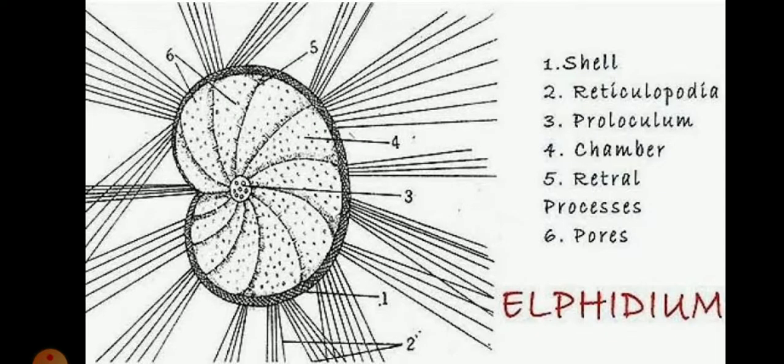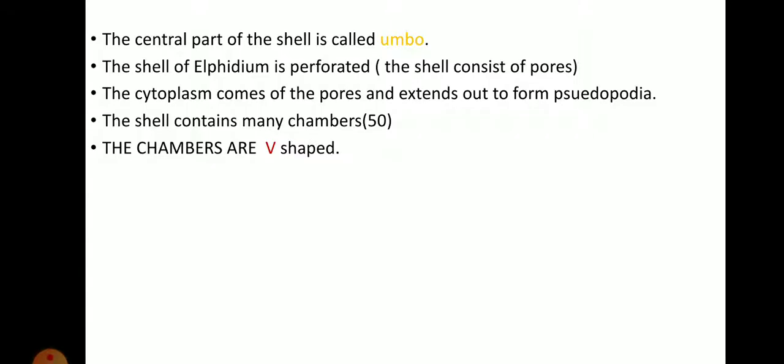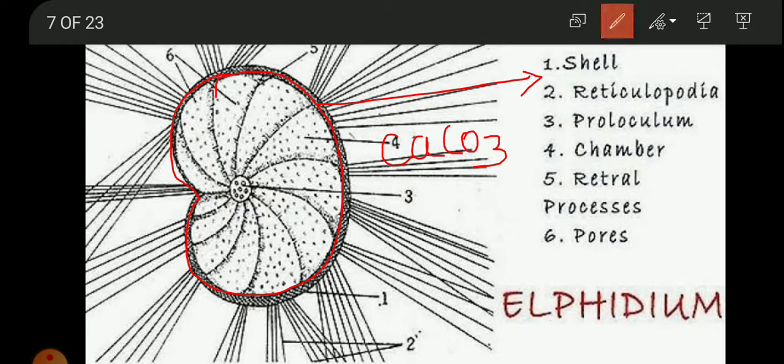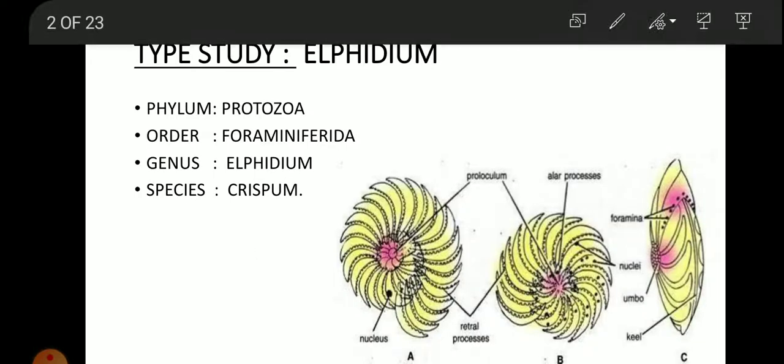So you can see the shell. This is the shell, and it is made up of CaCO3. The central part of the shell is called umbo. I'll show you. See here, this is the central part of the shell. This is the central part, and this is also the central part. We call it umbo.